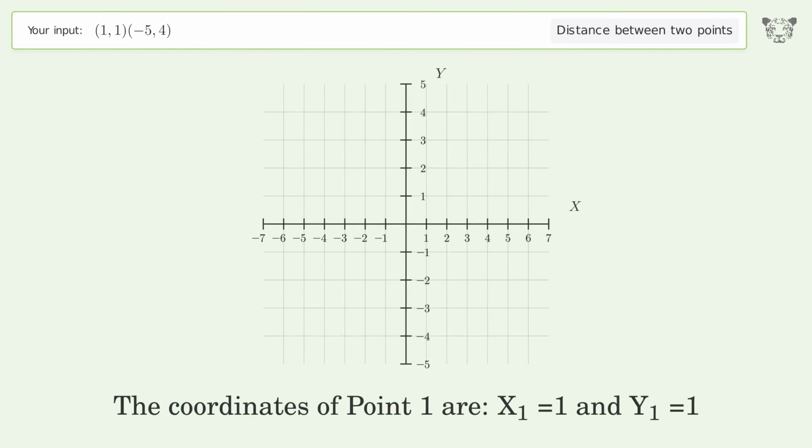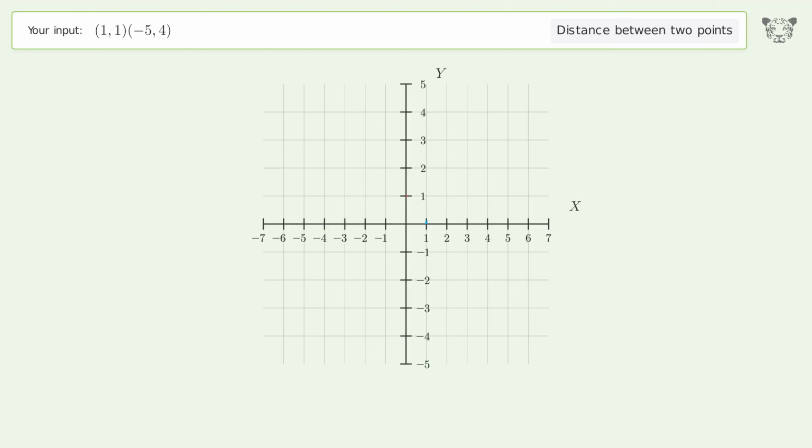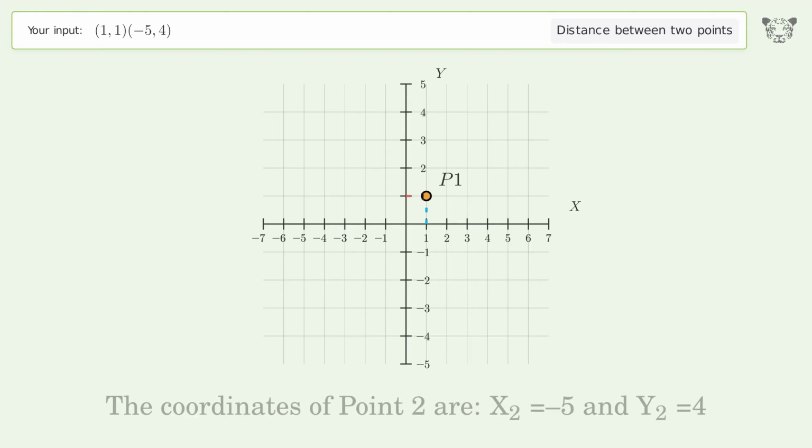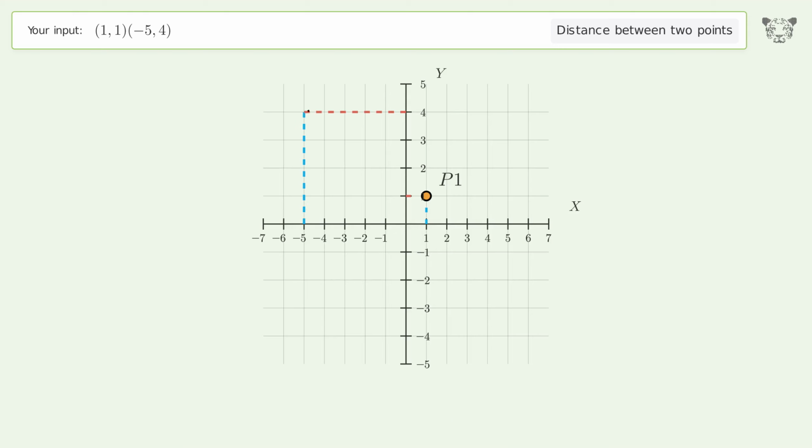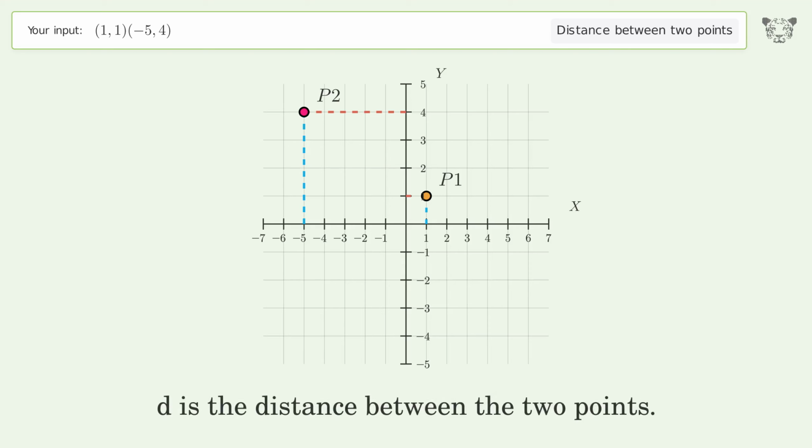The coordinates of point 1 are, x1 equals 1 and y1 equals 1. The coordinates of point 2 are, x2 equals -5 and y2 equals 4. D is the distance between the 2 points.